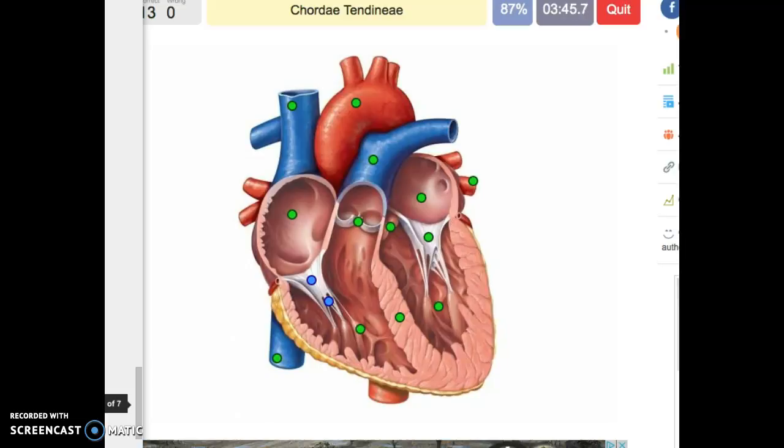Chordae tendineae, which are a small group of tough strands in the heart. They are commonly referred to as the heartstrings since they resemble small pieces of string. They play a vital role in holding the atrioventricular valves in place while the heart is pumping blood. And finally we've got a tricuspid valve. The tricuspid valve stops the blood from backflowing into the right atrium, allowing it to travel into the right ventricle.